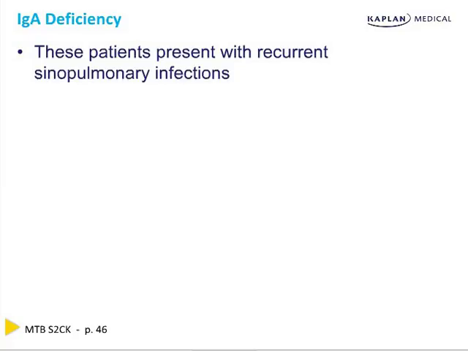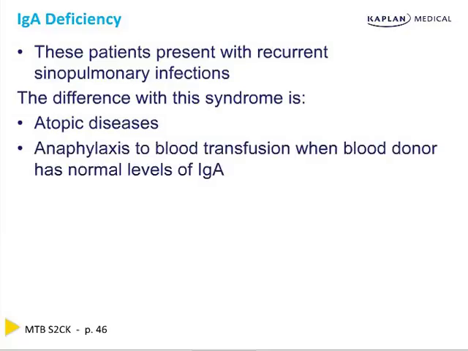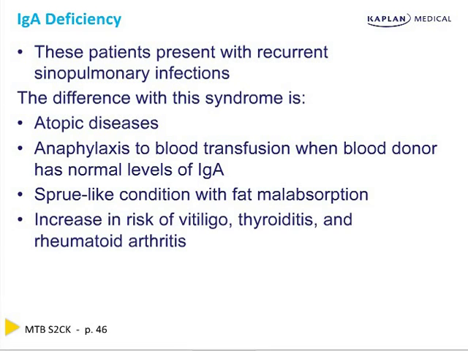So if they constantly present to you with recurrent sinopulmonary infections, how do you know what it is? Well, they have to give you other clues. One clue is they could tell you that the patient has another type of atopic disease, some kind of skin infection. But the one kicker that will always cinch the diagnosis is the patient develops anaphylaxis to blood transfusions when the blood donor has a normal level of IgA. They may also have a concurrent sprue-like infection or fat malabsorption. They also have an increased risk of vitiligo, thyroiditis, and rheumatoid arthritis.